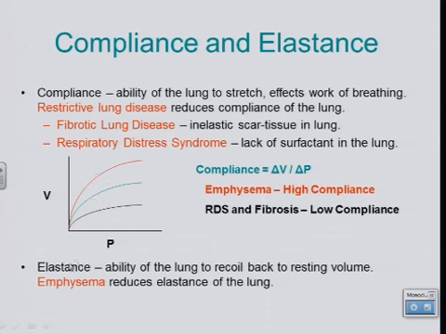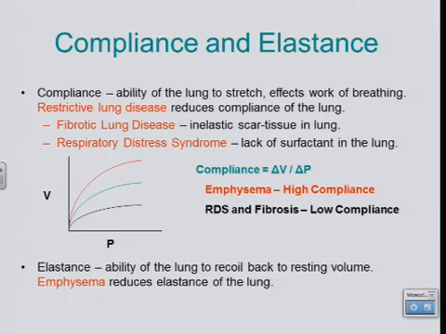Now, elastance is different than compliance. Elastance is the ability of the lung to recoil back to its resting volume. We talked about elastance in emphysema. In emphysema, we have a decreased elastance due to the loss of the elastic fibers. Therefore, you can stretch it out easily, but it will not recoil very easily. Therefore, we decrease elastance. And in reference to restrictive lung diseases, typically, they do not affect the elastance very much.